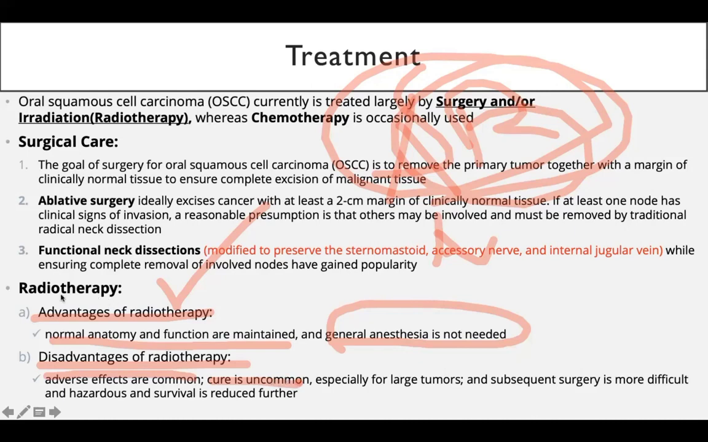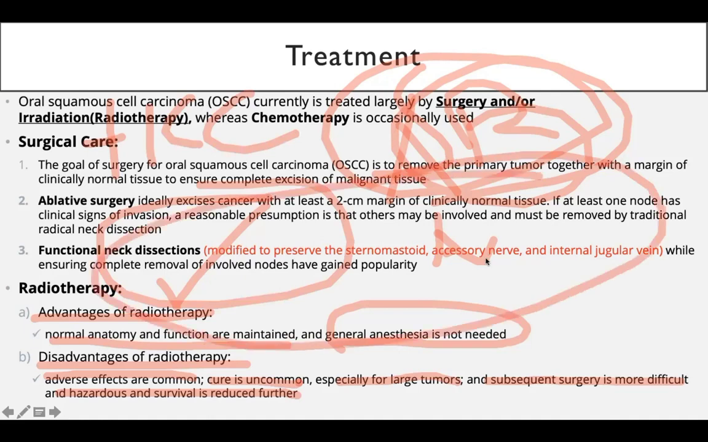We are not sure the radiotherapy will help us in the treatment. Sometimes it does, sometimes it doesn't, especially for large tumors and invasive tumors. And subsequent surgery is more difficult and hazardous, and survival is further reduced. So in some cases, when you perform radiotherapy, it gives more time for the tumors to get enlarged. If you remember, hepatocellular carcinoma is 10 centimeter in 1 week; in the second week, if you have not performed surgery, it becomes 20 centimeter. Invasive, aggressive, rapid. Some cancers are also rapid.